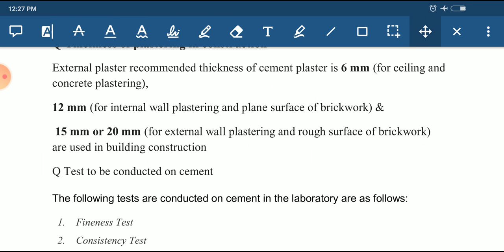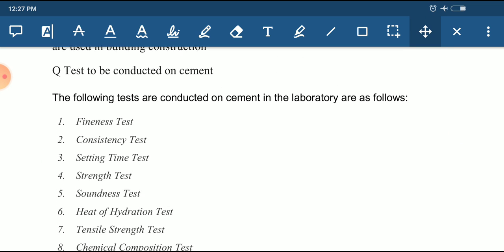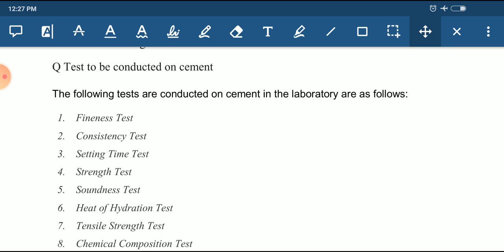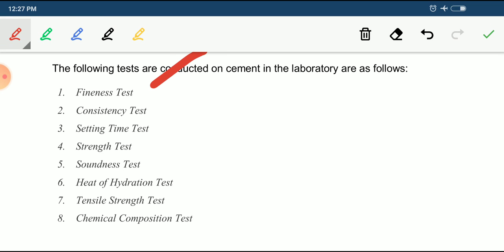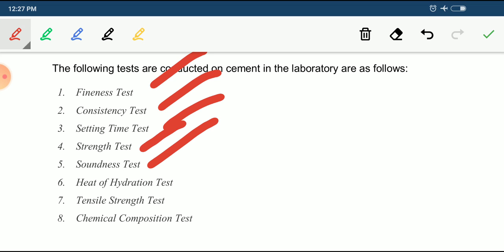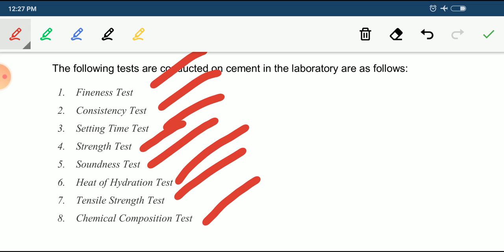Okay, next, what are the different tests that will be conducted on cement? If you are using cement, what are the laboratory tests that should be conducted? Those tests are the fineness test, consistency test, setting time test, strength test, soundness test, heat of hydration test, tensile strength test, and chemical composition test. These are the different tests that should be conducted in the laboratory.